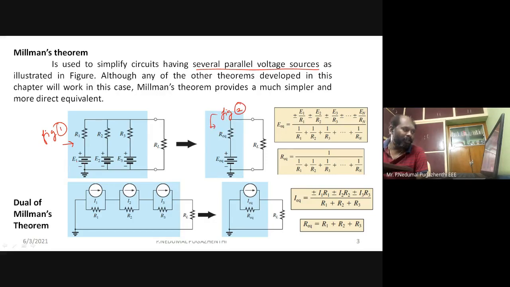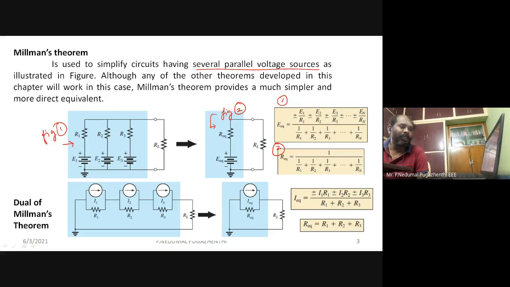What does this diagram give you? The combination E1, E2, E3 can be replaced with E equivalent, and R1, R2, R3 can be replaced with R equivalent directly. We can also use other theorems to find the current flowing through RL, but Millman's theorem provides a simplified circuit. Voltage sources connected in parallel can be formed into an equivalent circuit having E equivalent and R equivalent in series. Directly you can apply formula 1 and formula 2 to calculate E equivalent and R equivalent.